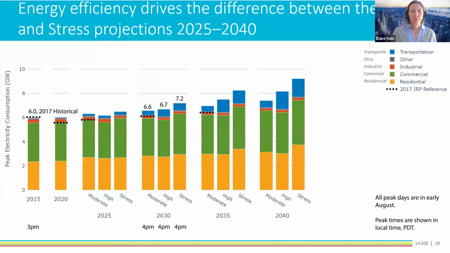So just to show you a few illustrative results. This is the peak electricity demand for each model year and for each load projection. And what we saw from 2025 to 2040 was that the main difference between the high and the stress projections was really the amount of energy efficiency in the building sector.